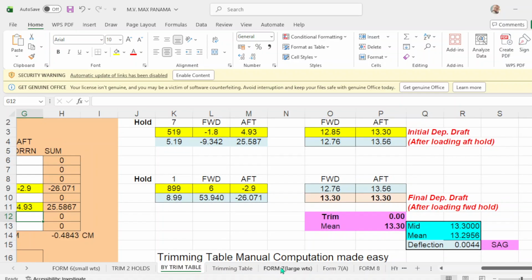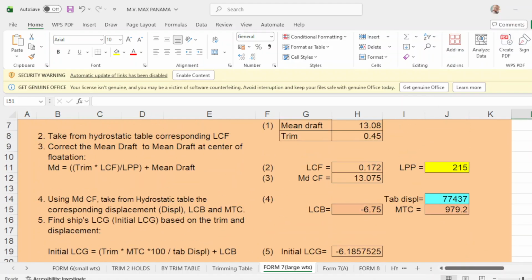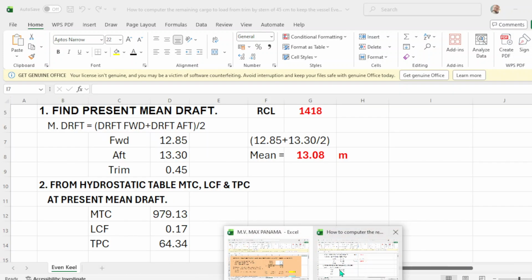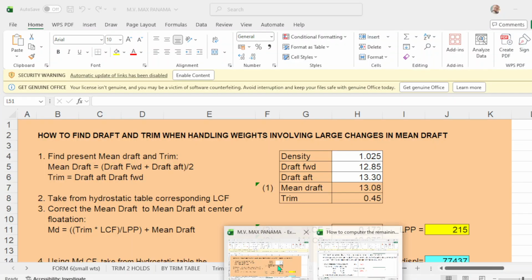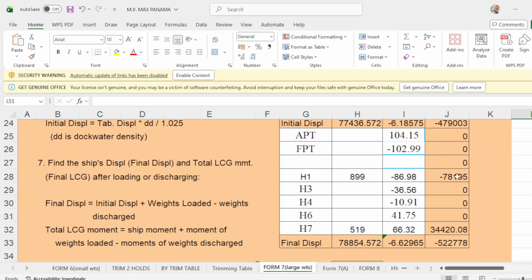Now we go to the last one, form number 7, which says here: how to find drop and trim when handling weights involving large changes in mean drop. Okay, according to the problem, the density at berth when loading is salt water. Okay, when you say salt water, that is 1.025. This is your initial drop of 12.85 and up drop of 13.30. Then you apply how much cargo you're going to load in number 1 and number 7.